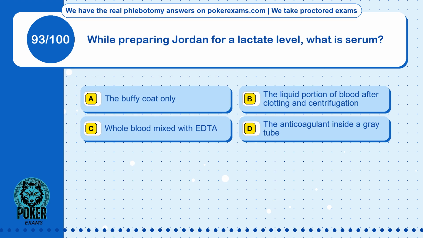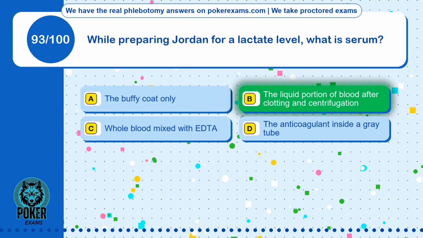Question 93. While preparing Jordan for a lactate level, what is serum? Option A. The buffy coat only. Option B. The liquid portion of blood after clotting and centrifugation. Option C, whole blood mixed with EDTA. Option D. The anticoagulant inside a gray tube.